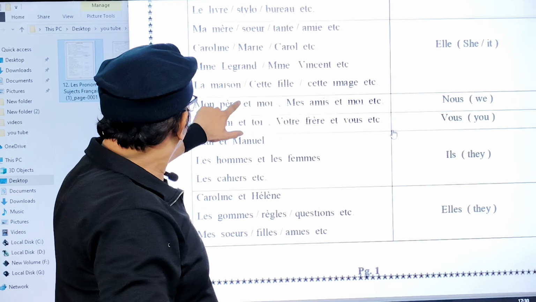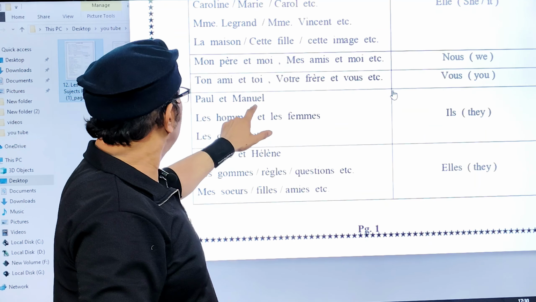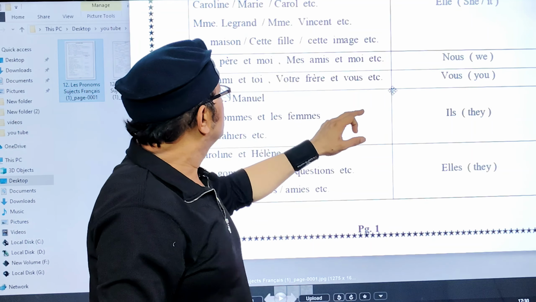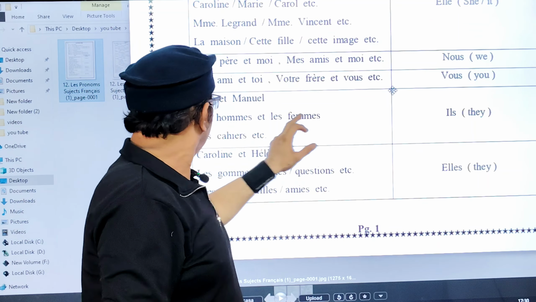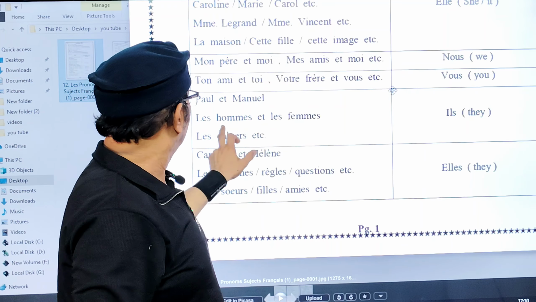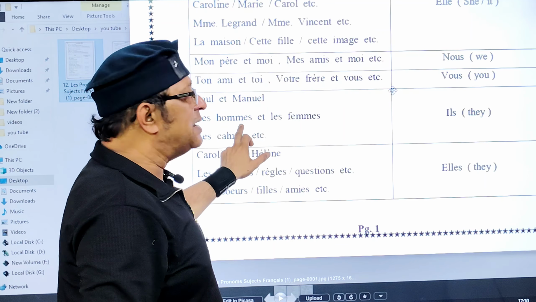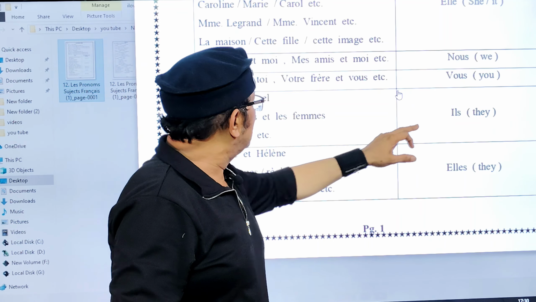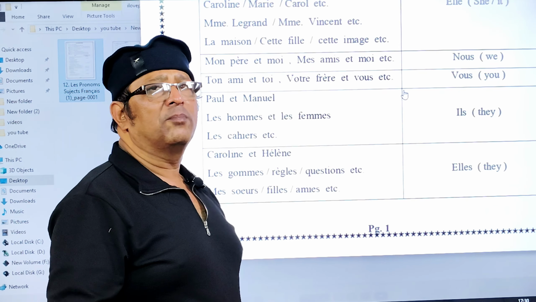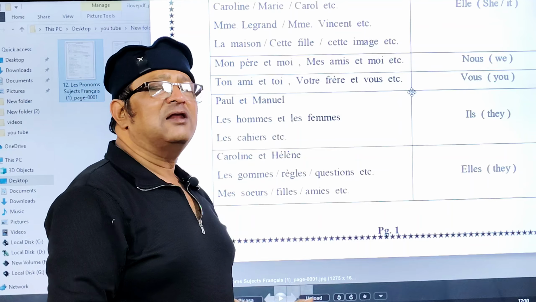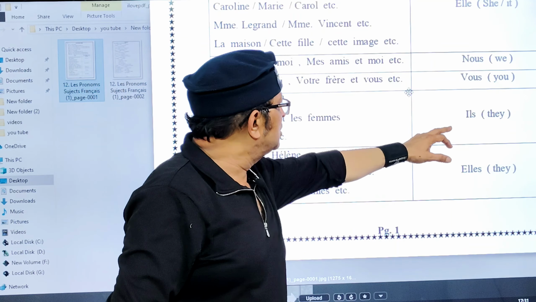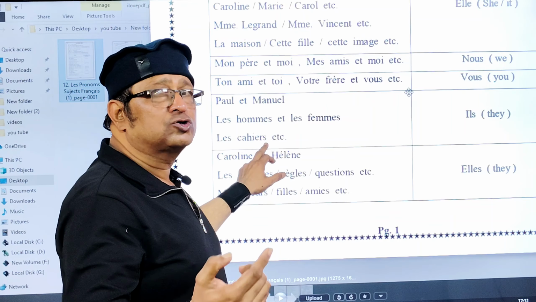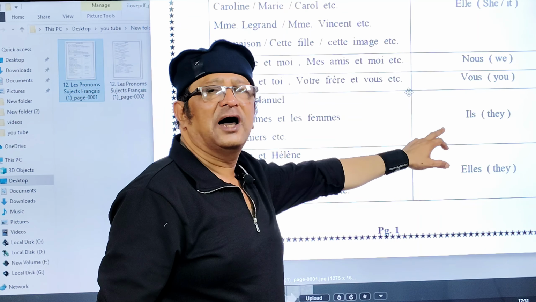Okay. Then here Paul et Manuel. Paul et Manuel means they. Both are masculine, so ils form. Then les hommes et les femmes. Les hommes, the men, and the women. Of course, ils, if suppose in a group, men and women, males and females are there, we will take this masculine form. Then les cahiers, the notebooks, again ils form.